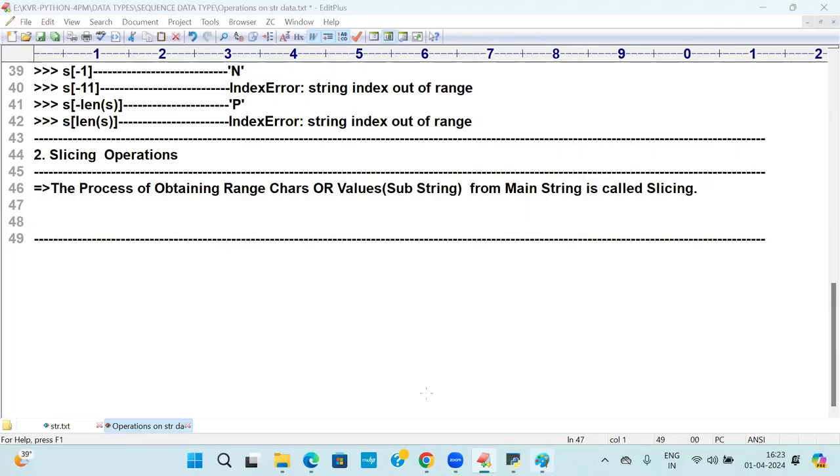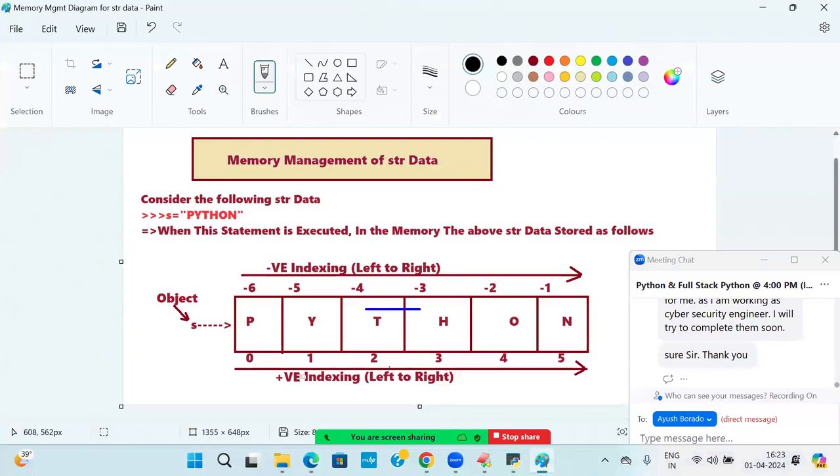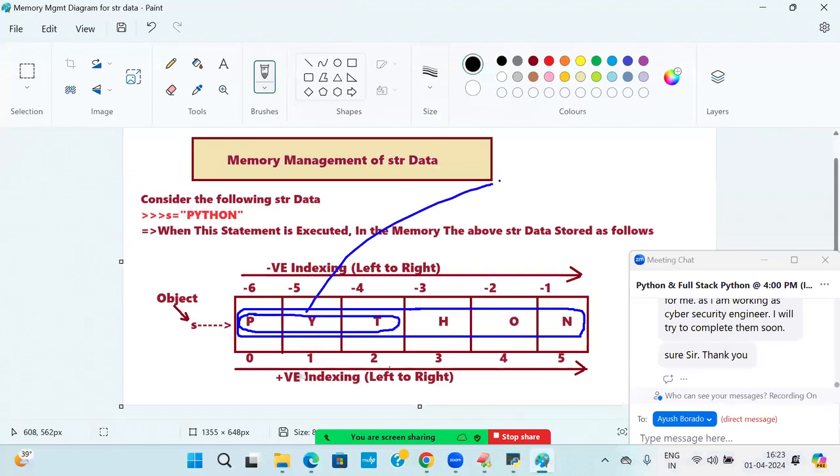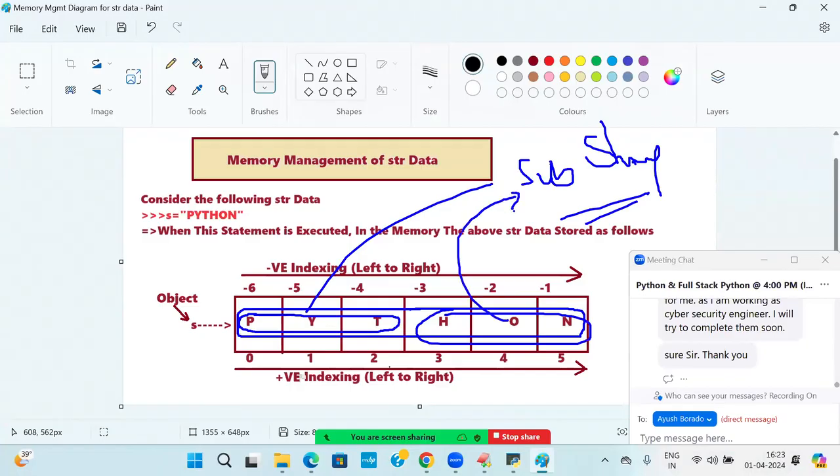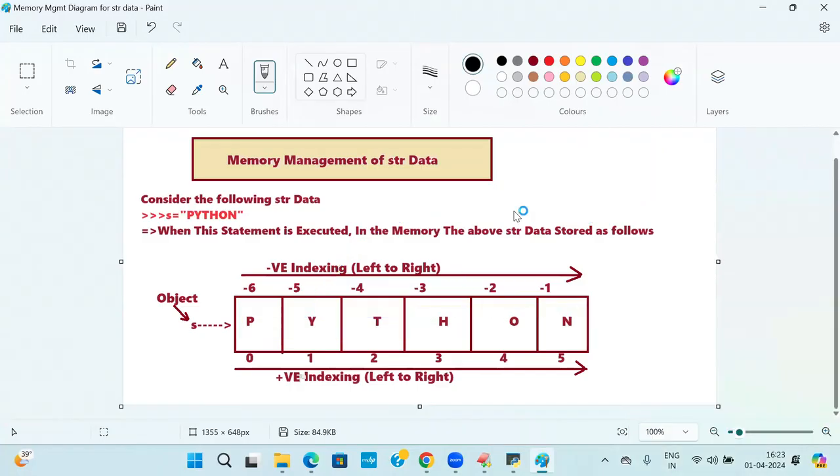So what do you mean by range of characters? Python is one word. I want to get PYT. Is it not part of the main string? Part of the main string is called a substring. Or I want to get HON. HON is also called a substring. So how to get it, sir?